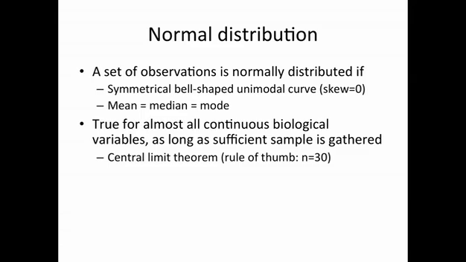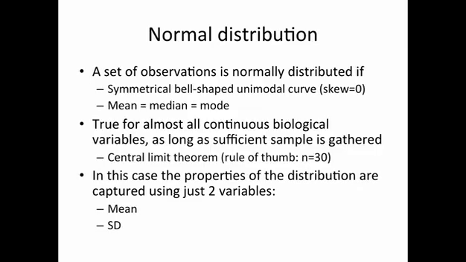This notion is called the central limit theorem. The rule of thumb is to gather at least 30 people. So the central limit placed on normality is the sample size. If a data set is normally distributed, then its frequency distribution curve can be easily reconstructed using just two values, mean and standard deviation.